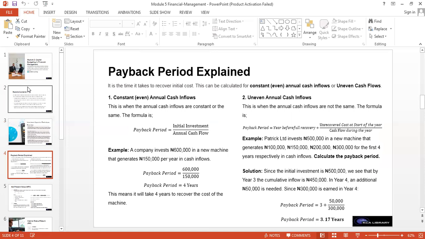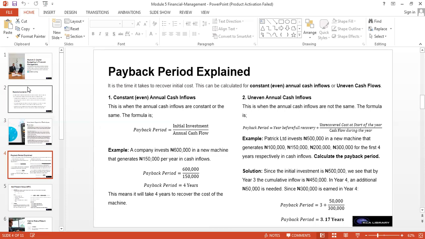Payback period, just like I said, is the time it takes to recover the initial cost, and this can be calculated in two ways. We have a constant or even annual cash flow, and then we have the uneven cash flow. For the constant or even annual cash flow, in order to calculate this, we have the initial investment divided by the annual cash flow.